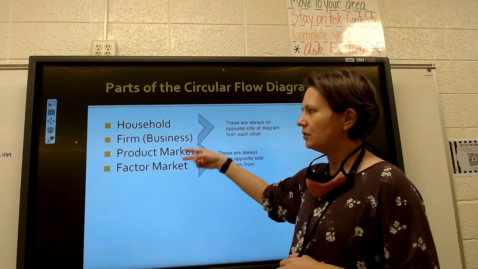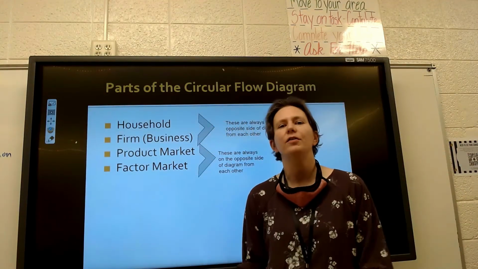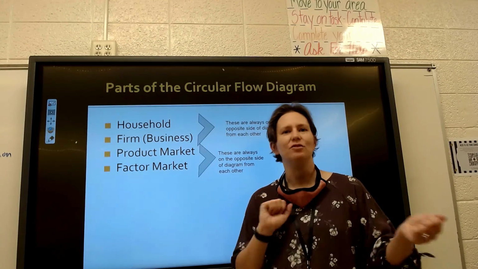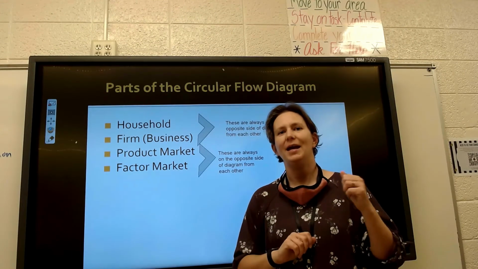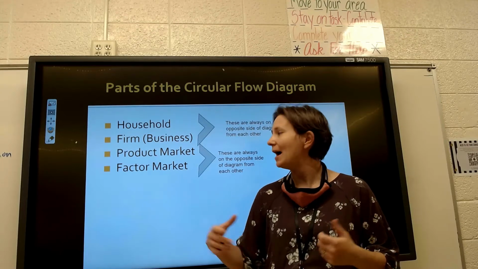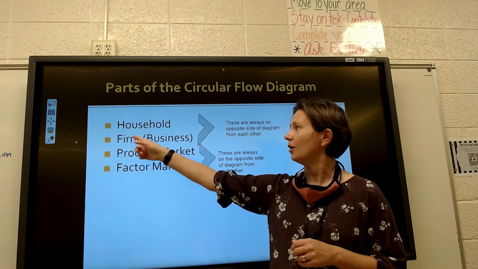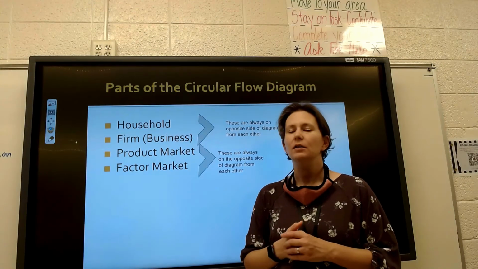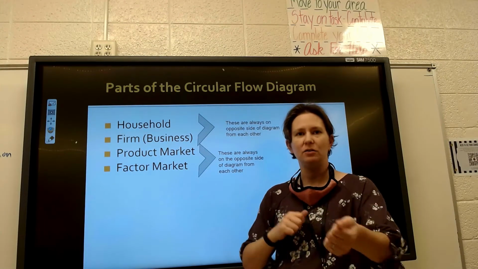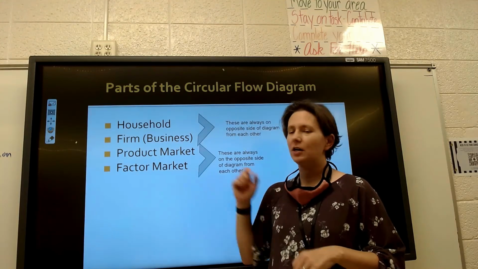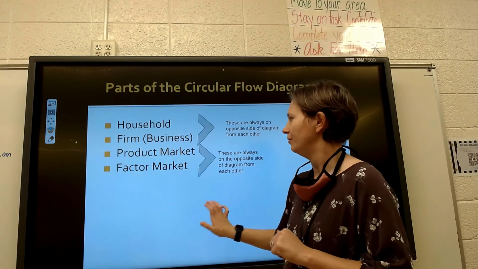So here are the parts of the circular flow. The circular flow is a model to show how money gets traded for stuff. Anytime money's getting traded for stuff, that happens in a market. The actors that are trading this money and this stuff are households and businesses. So in the product market, you're going to have money traded for stuff. In the factor market, you're going to have money traded for stuff.